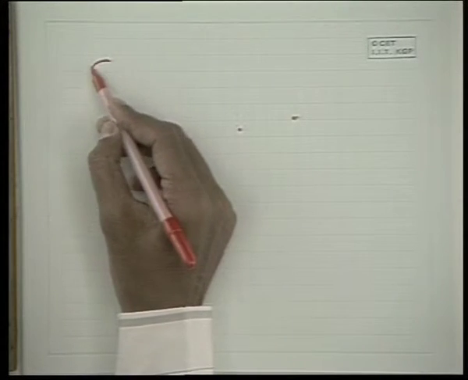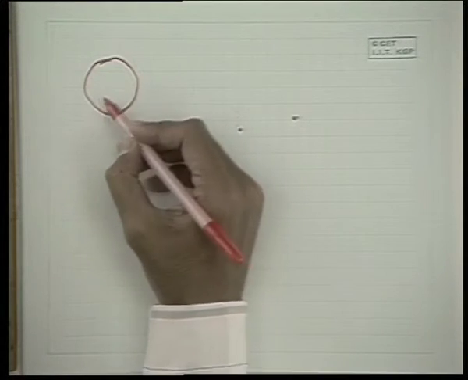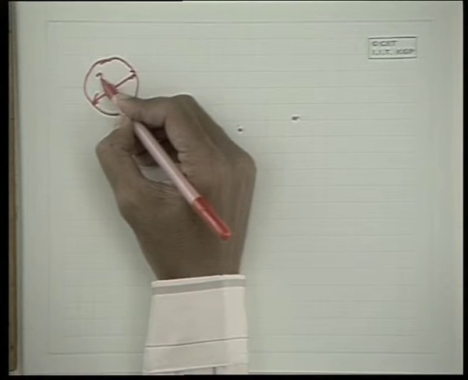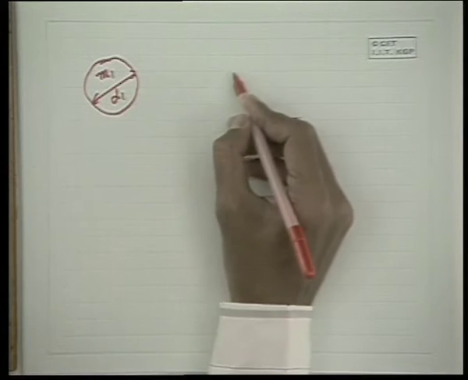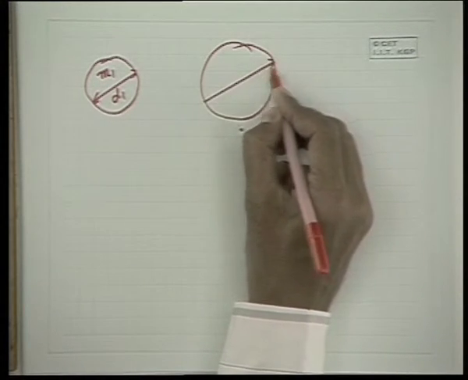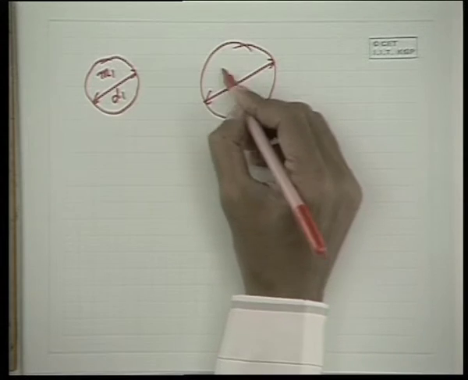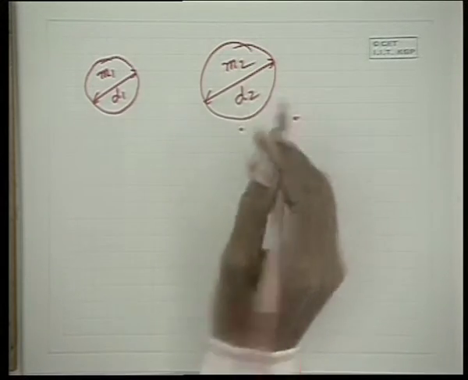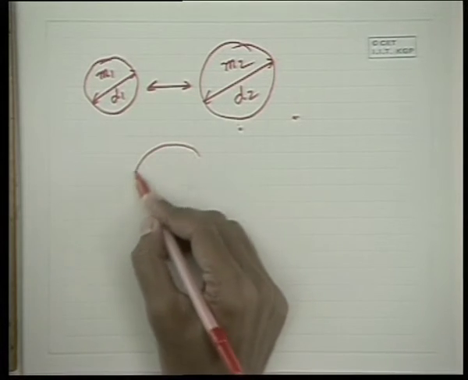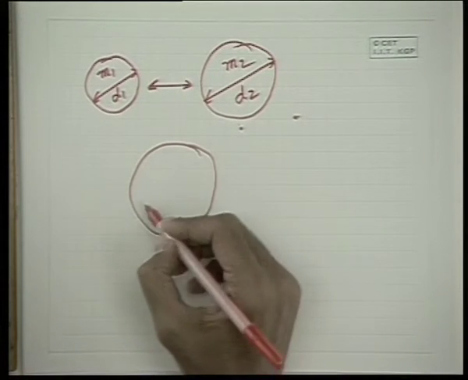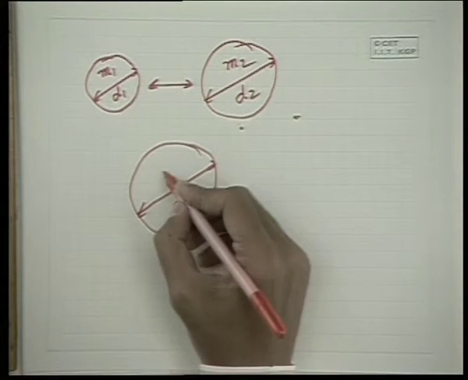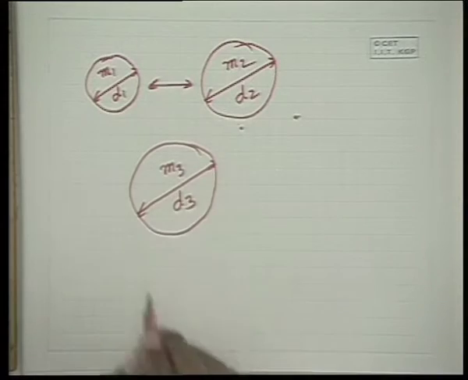Let us consider a soap bubble of diameter d1. Let us consider the mass of air inside is m1. Let us consider another soap bubble of diameter d2 and mass of air m2. The two coalesce, and after coalescence they form a soap bubble of diameter d3, and let the mass of the air be m3.